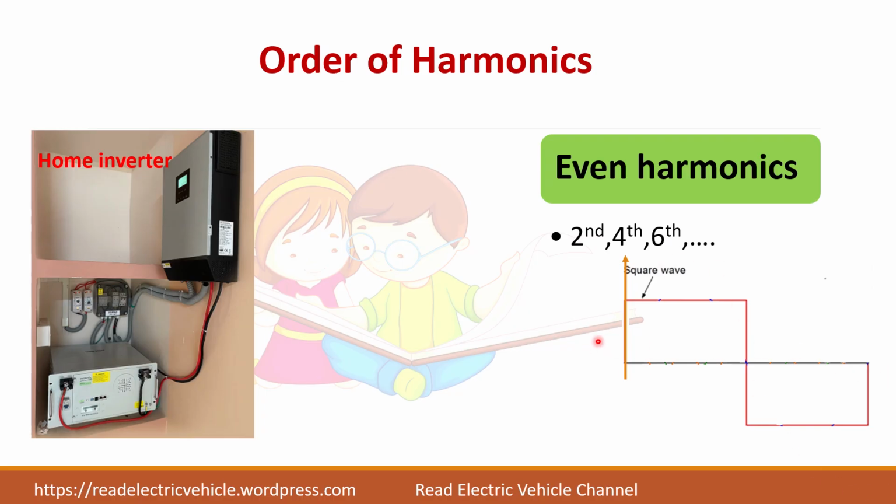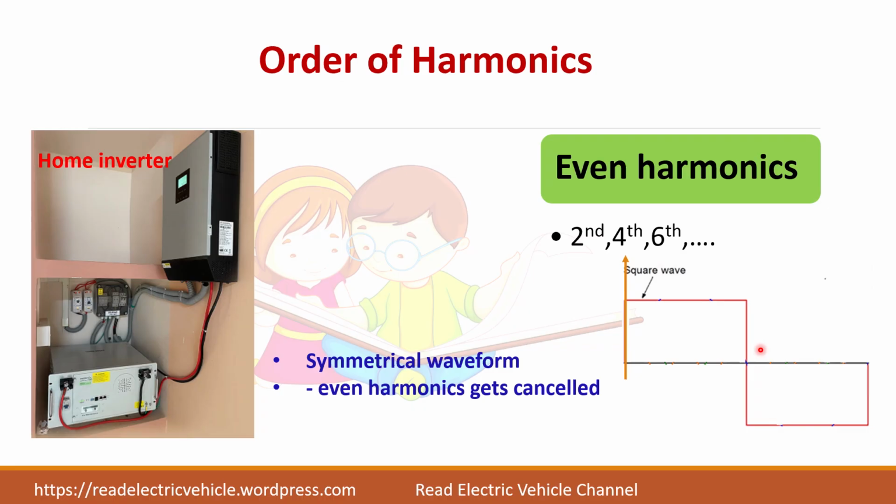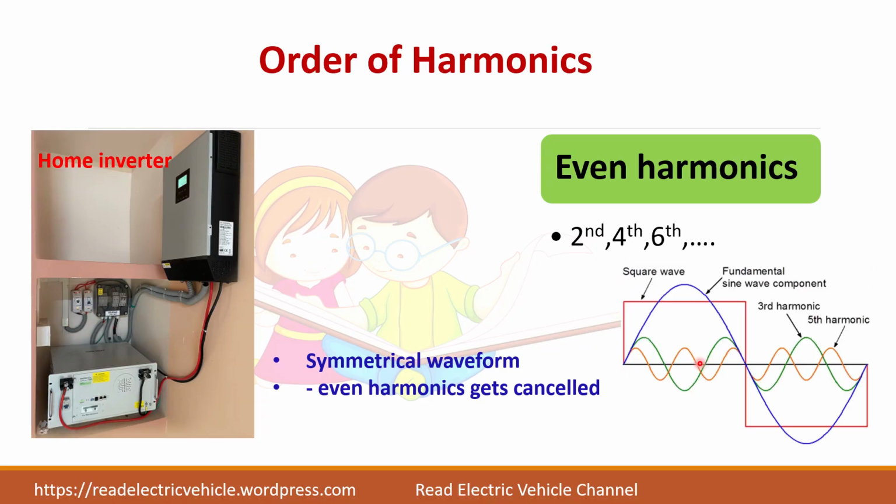Now this square waveform is symmetrical. The main point about even harmonics is that when the waveform is symmetrical, even harmonics get cancelled. You can check this by doing the Fourier analysis. If you find the harmonics, only odd harmonics will be present inside the square wave.